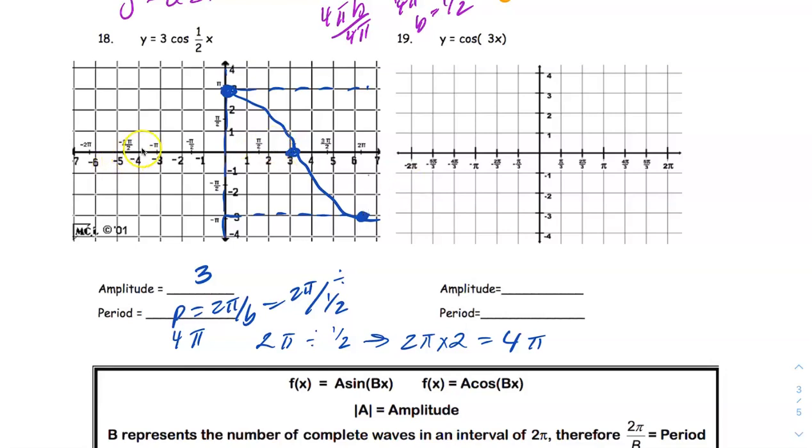I can do the same thing back here, right? I go all the way out, don't have that. Halfway would be 2 pi, and that would be the lowest.